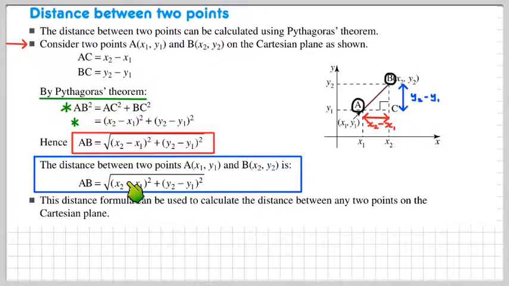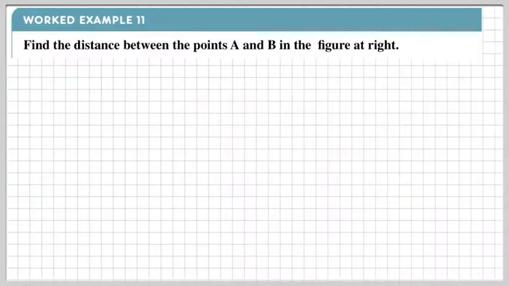The distance between 2 points, A being point 1 at x1 and y1, and point B being point 2 at x2 and y2, is this. And that's all it is. That's all there is to it, guys. So let's go with that and we'll see if we can do some.